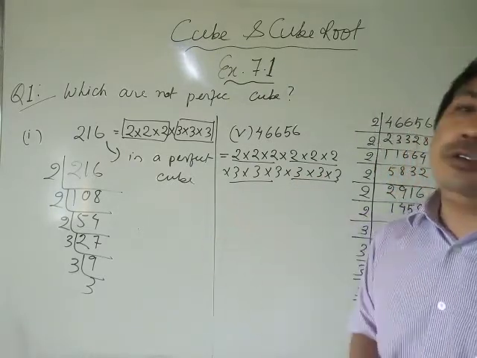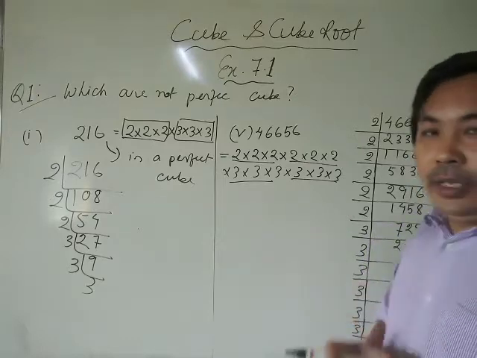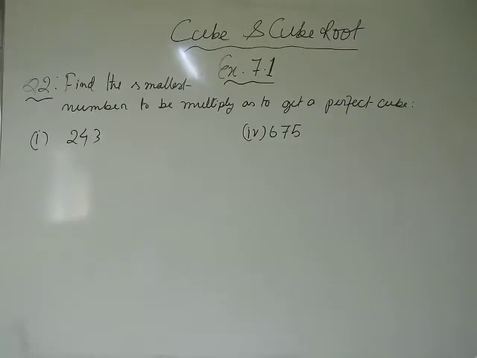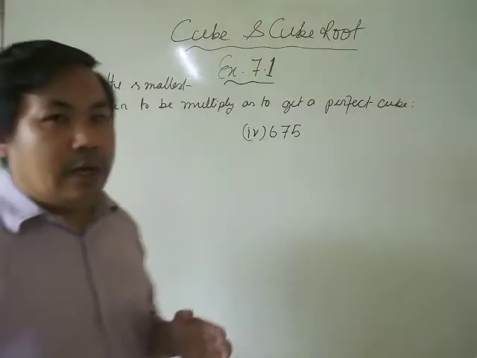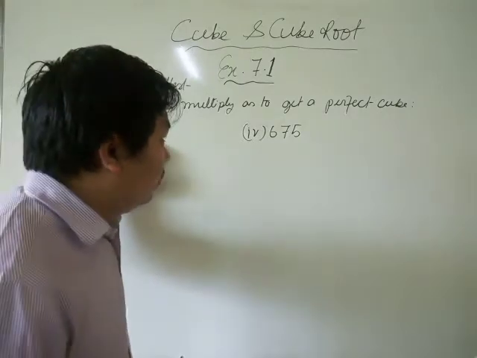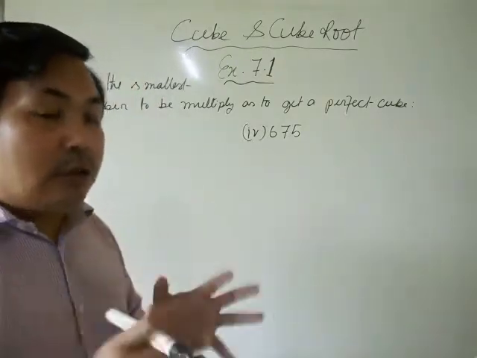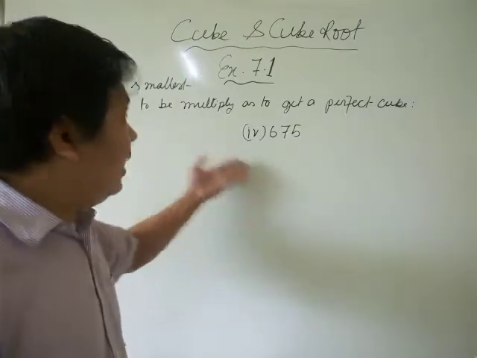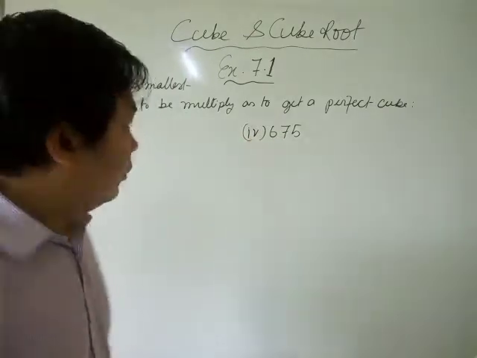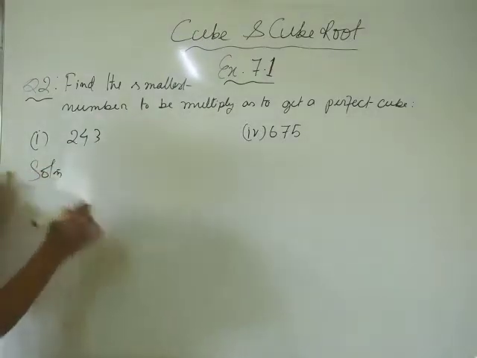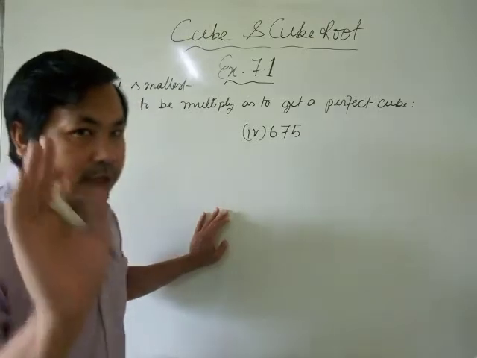With this, let's go to the next question, number 2. Now here, my dear students, we are going to find out that the given number is not a perfect cube. We are going to find which number should be multiplied so that it becomes a perfect cube. Let us see the solution of Roman number 1. I'm showing only 1 and 4. The rest you can do yourself.